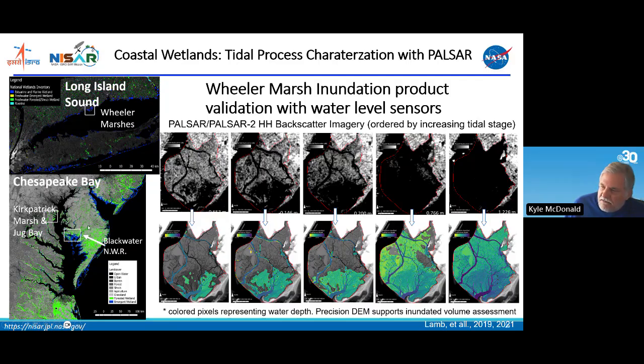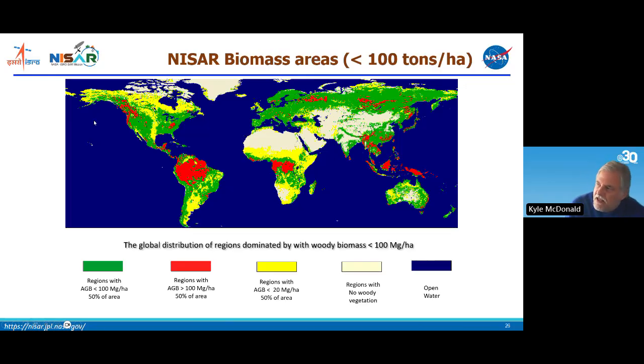We've got studies going on in the Chesapeake Bay, Delaware Bay, along with what we have in Long Island Sound, looking at that. In terms of biomass, we're looking at assessing biomass at areas of vegetation less than 100 tons per hectare. These are the moderate vegetation areas. The green regions shown here is what NISAR's contribution will be in terms of actually getting quantified retrievals of standing biomass. The red areas here are where we have very high biomass regions, like the tropical forests.